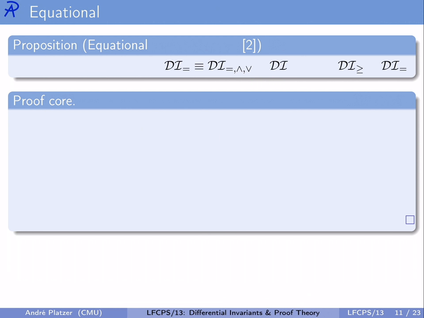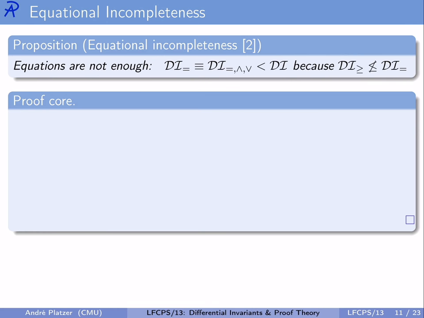Now, that's a good starting point. How do they compare to full differential invariants? For example, how do they compare to differential invariants that have greater equals in them? And how do they compare to differential invariants that have equals in them? Well, in that case, equations are not enough. Even though differential invariants with just equals are shockingly already the same as differential invariants with equals and ands and ors, that's not quite everything that differential invariants can prove. And the reason is that differential invariants that use greater equals can prove not less than what differential invariants with equals can prove. So there's something that these can prove that those can't prove.